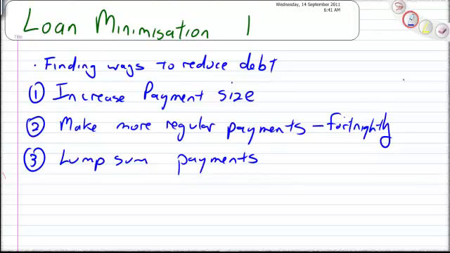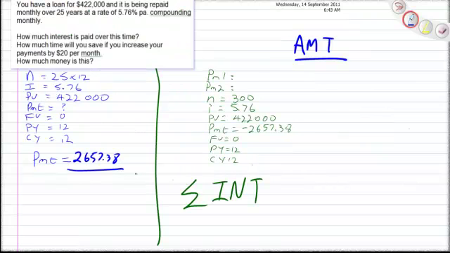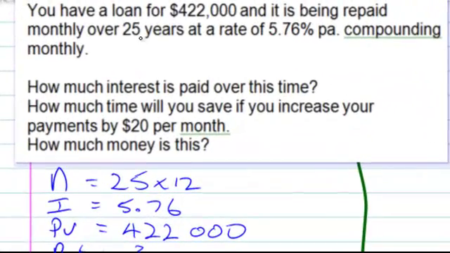So let's have a look at the first one, just increasing the size of our payments. We'll go to a standard question. This is what we had before. We had the $422,000 loan, 25 years, 5.76% is our interest rate. The question has three parts. How much interest was paid over the whole loan? How much time will you save if you increase your payments by $20 per month? And how much money is this in real life terms?